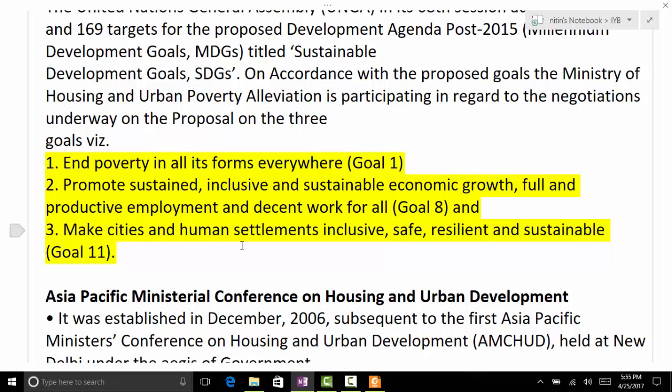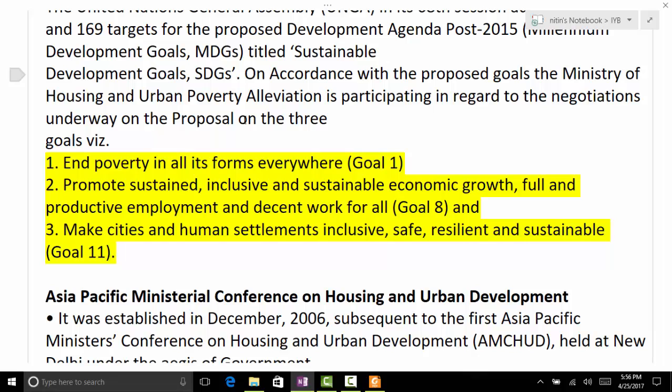Secondly, promote sustained, inclusive and sustainable economic growth, full and productive employment and decent work for all. So people living in the cities or anywhere should also have access to decent, meaningful employment. Then cities should be inclusive, safe, resilient and sustainable, so making a way for smart cities or inclusive cities here. So these are 3 goals. If a question next time comes on smart cities, you should mention this as well, goal number 11 of the SDGs, to try to make our city a smart city.